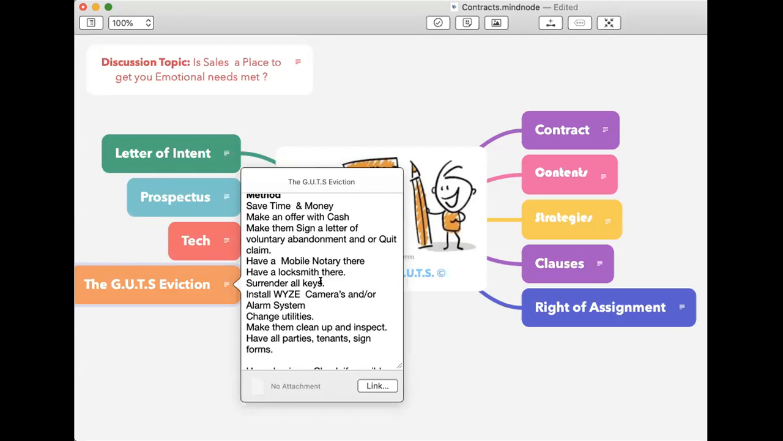But when you offer them money, don't just give it to them. Make them sign a voluntary abandonment and/or quit claim deed, and make sure that you have a notary public once again. Make sure you have a locksmith. Change the utilities to your own name. Put in an alarm system, or what I use is a WYZE camera, so you can watch the property, and make sure they clean the property before you give them the money. So they sign a notarized contract, you change the locks, you put in a security system, you make them clean it, and they have to hand you the keys, and everybody is out of the property before you hand them the money.